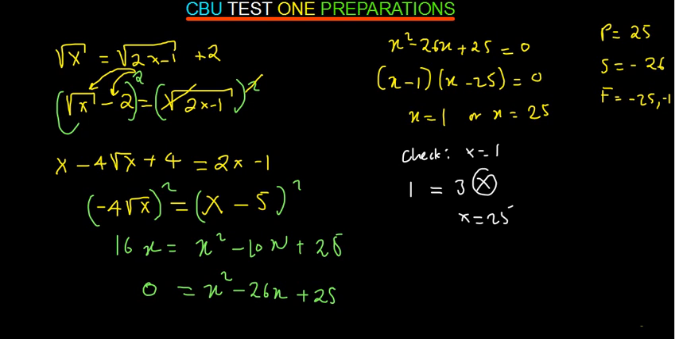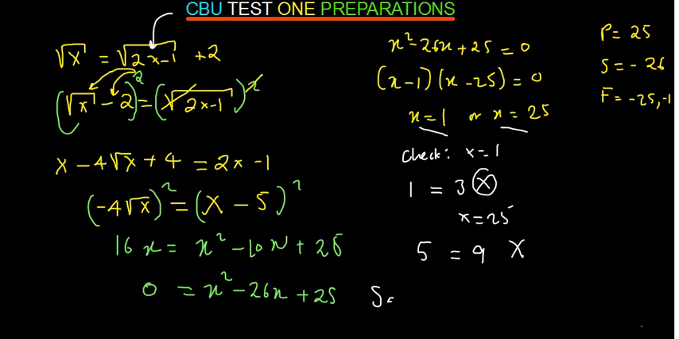Also test it. Put here where there is x, put 25. Square root of 25 is a 5, right? So that is going to be 5. And that is going to be equal to, put 25 again here, 2 times 25 is 50, 50 minus 1 is 49, square root of 49 is a 7, 7 plus 2 is a 9. Is 5 equal to 9? No. So we've seen that both answers that we have found are not solutions.